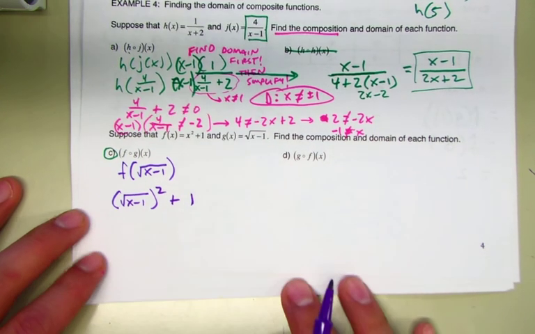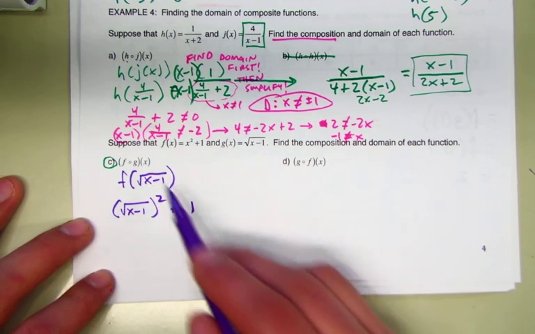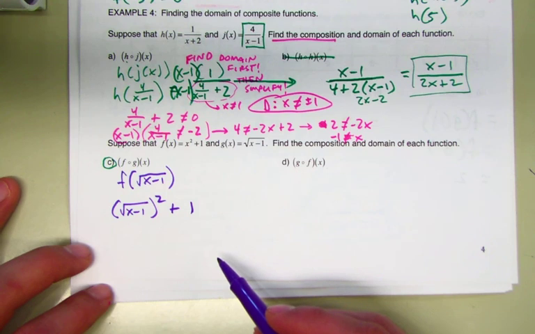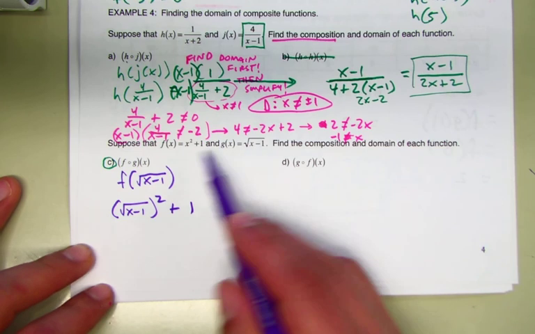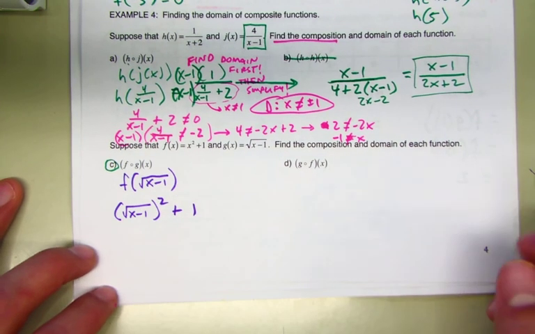Did you guys get this far? Did you see what it, right? G is going to get plugged into F. So this is the first step. Okay? What do we do now?